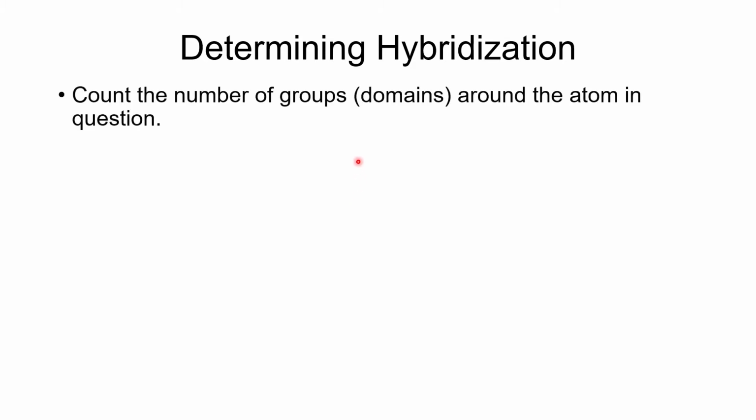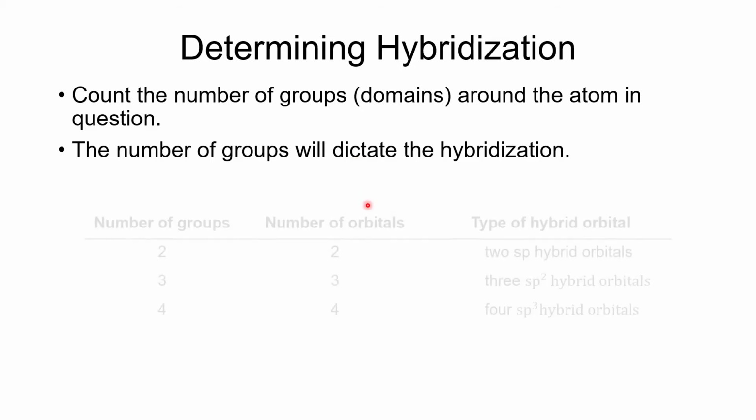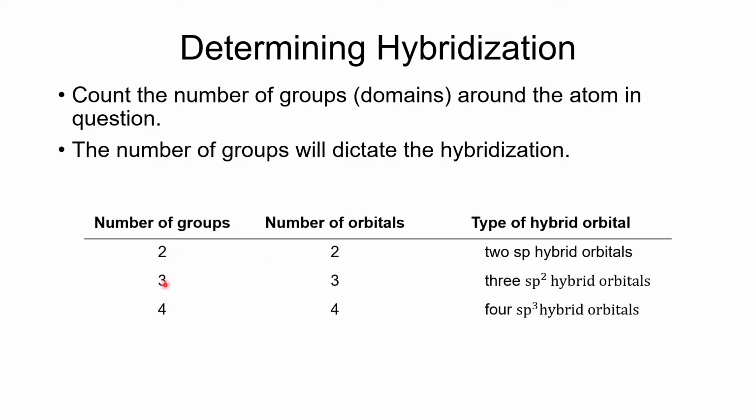All right. When it comes to determining what the hybridization is, this turns out to be really easy. You just count the number of domains, and if you can tell how many domains there are, then you can tell the hybridization. So just count the number of groups or domains, and that will tell you what the hybridization is. If you know something has 4 domains and it's tetrahedral, then it must be sp3. If you can tell something has 3 domains and it's trigonal planar, then it must be sp2 hybridized.